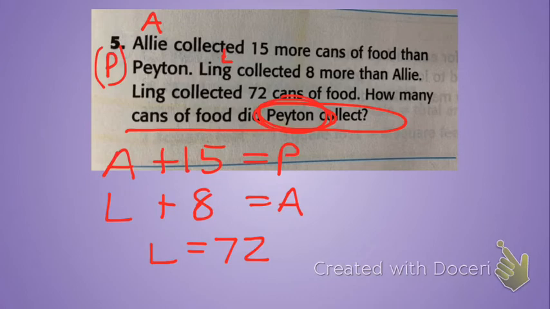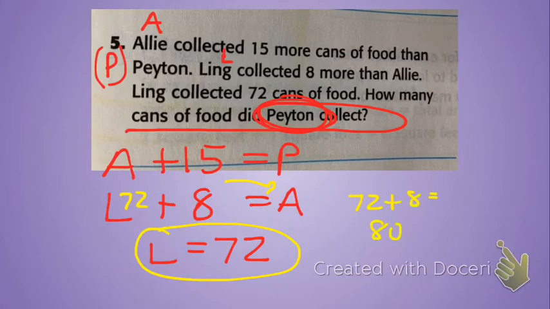All right, were you able to solve it? Let's discuss. If we know that Ling, again, we're working backwards, if we know that Ling is equal to 72, well, if I add this 72 to 8, that's going to give me how many Allie has, right? So what's 72 plus 8? 72 plus 8 is equal to 80. That's how much Allie has.